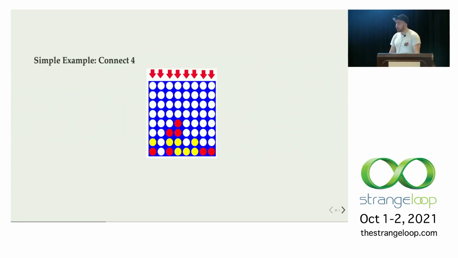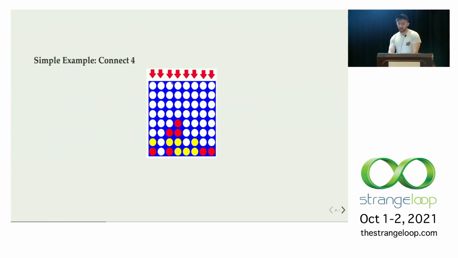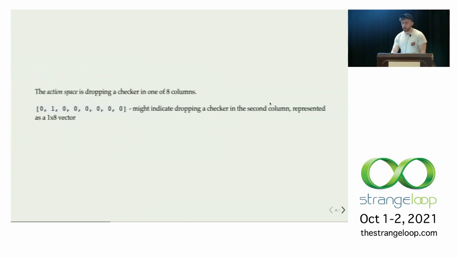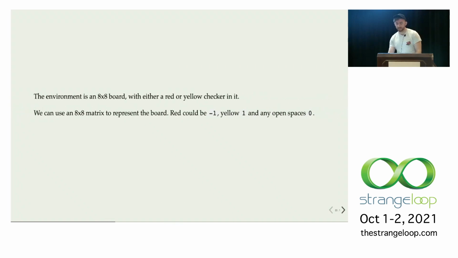So let's look at a super simple example, Connect 4. So the action space, pretty obvious, right? You got 8 places to drop a checker. There's only so much you can do in Connect 4. Great, we can represent that as a vector pretty easily. 0, 1, 0, 0, 0, et cetera. That could indicate dropping a checker in the second column. It's a one-by-8 vector, we're good. That's an action.